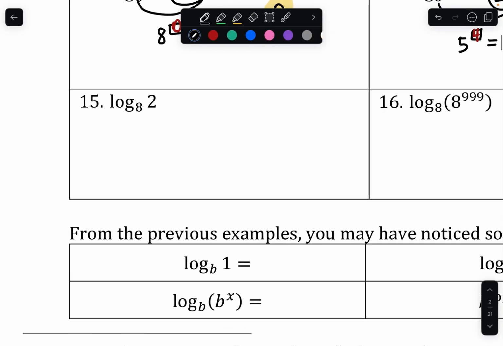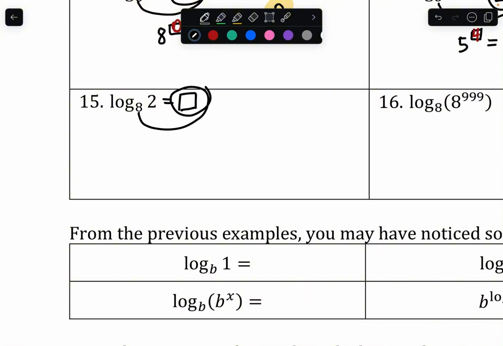Okay, similar problem here. We're trying to figure out log base 8 of 2. So 8 to some power equals 2. Once again, I know the cube root of 8 is 2, and cube root is the same as a 1/3 power. And so this answer is 1/3.